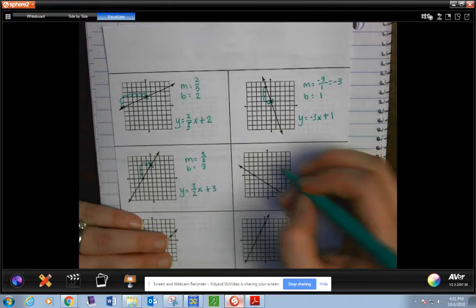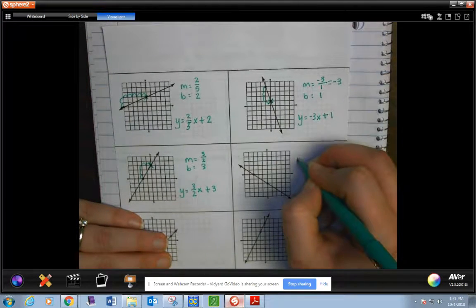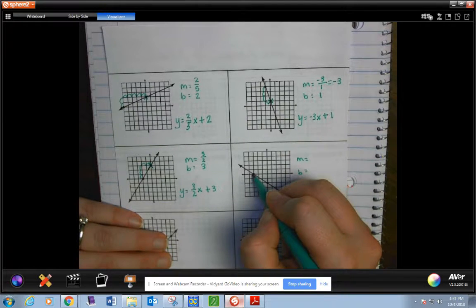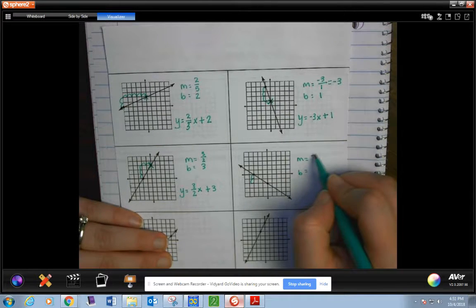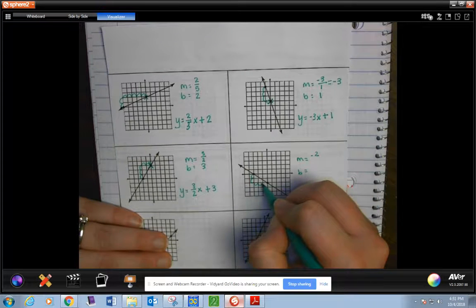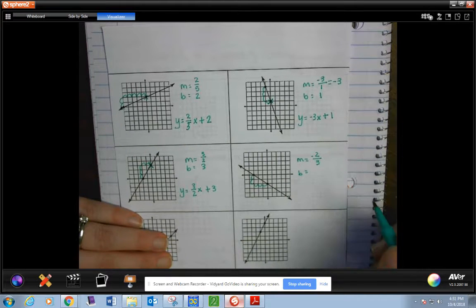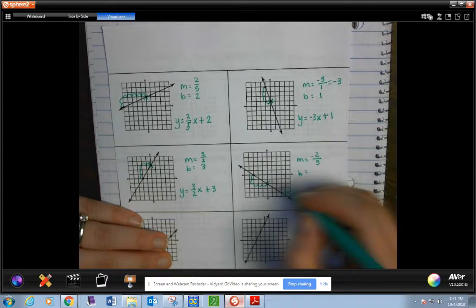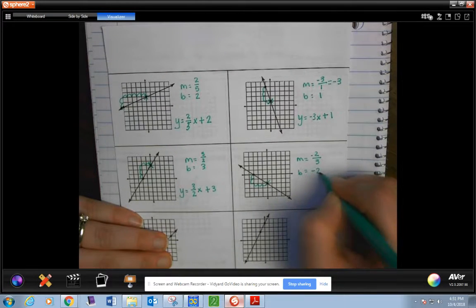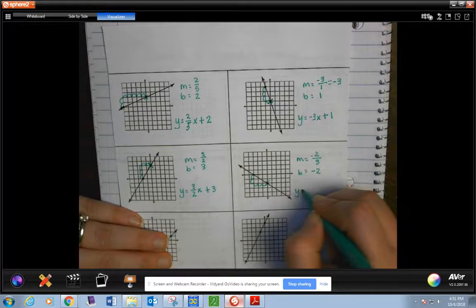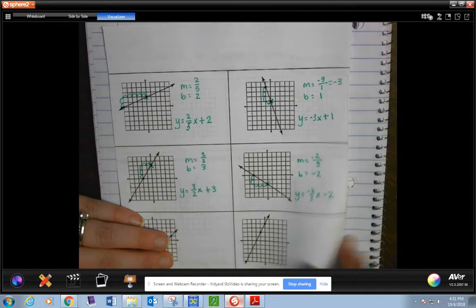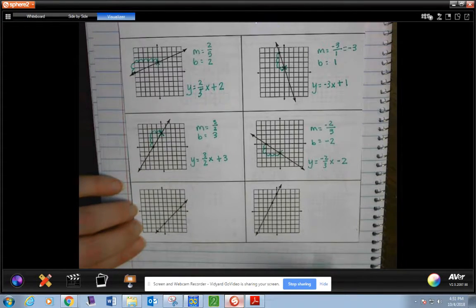Okay, for the next one, I'm going to do my slope and my y-intercept. This time I start at the left dot. I have to move down 2, and we move right 3. Your y-intercept is down below 0 this time, so your y-intercept is -2. You put in y equals -2/3 x minus 2. You can do plus negative, but minus is just easier.